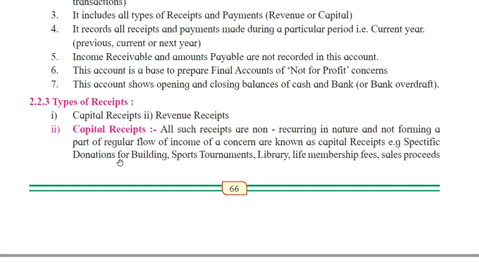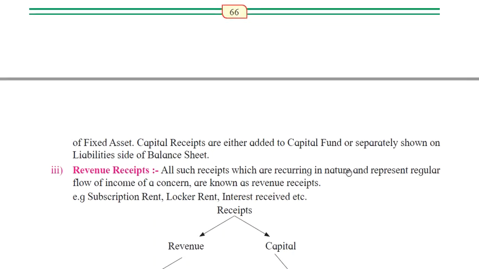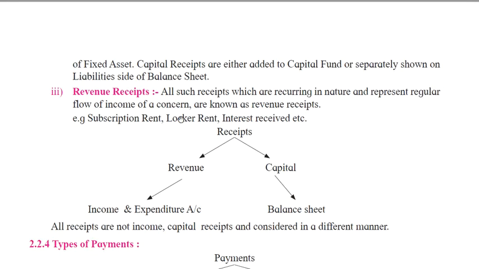Example: specific donations for a building, sports tournaments, library, life membership fees, sales proceeds of fixed assets. Capital receipts are either added to the capital fund or separately shown on the liability side of the balance sheet. And what is revenue receipts? All such receipts which are recurring in nature and represent a regular flow of income of a concern are known as revenue receipts. Subscription, rent, locker rent, interest received, etc.